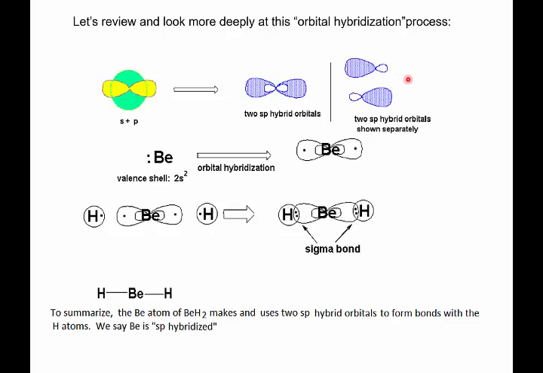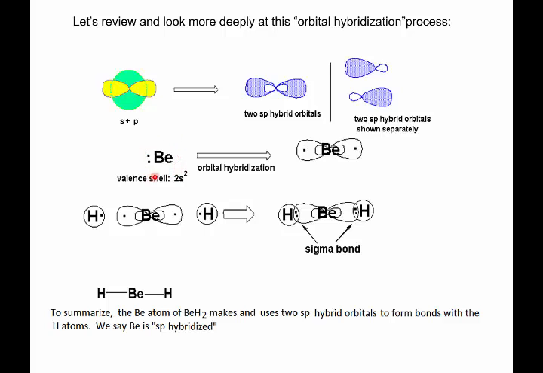These hybrid orbitals are named according to the number of atomic orbitals that combine. Since here we combine one s and one p, we call these created hybrid orbitals sp hybrid orbitals. So, all right, let's take beryllium and follow as it's going to make its hybrid orbitals.